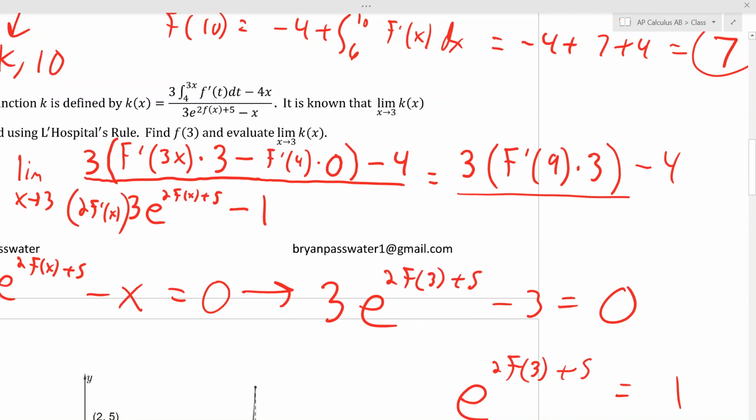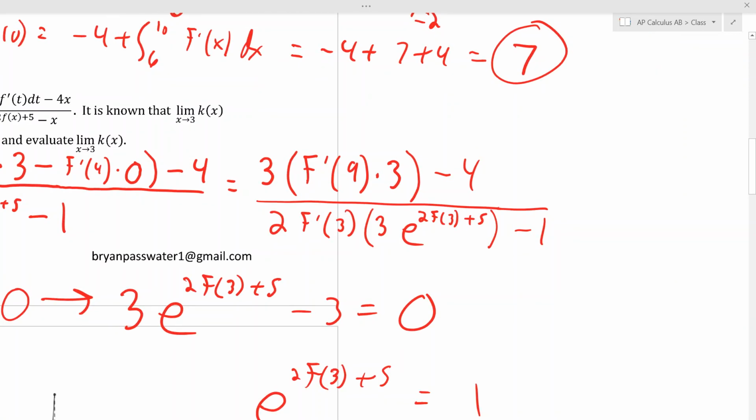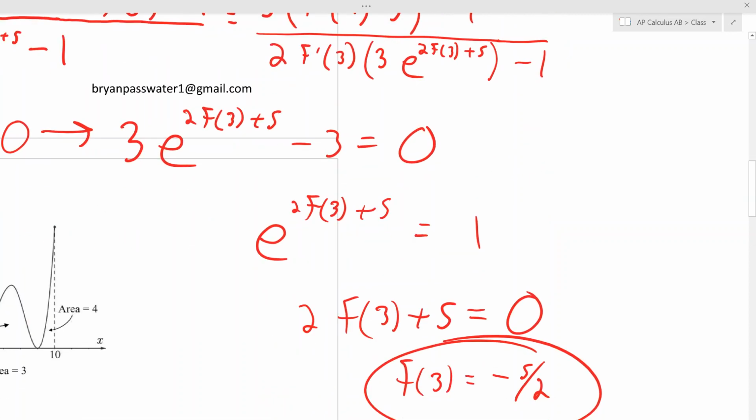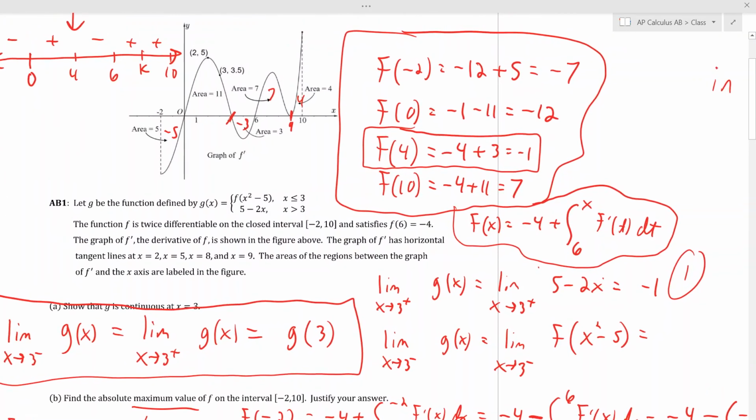Minus 4 over 2 f prime of 3 times 3e to the 2f of 3 plus 5. Okay, so that's that, and then minus that 1. So what we need to know is f prime of 9, f prime of 3, and f of 3. We found f of 3 in this part down here. F of 3 is negative 5 halves. Okay, f prime of 9 and f prime of 3, all the way up here.